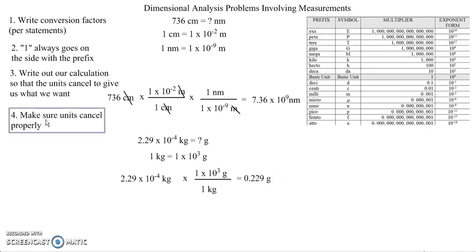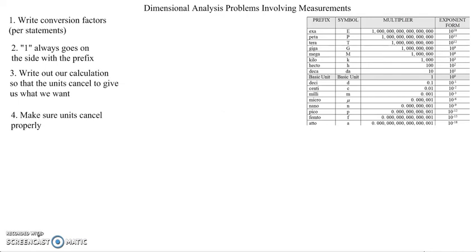Now I do the last step, make sure my units cancel. So kilogram on the top cancels with kilogram on the bottom, and I'm left with grams. Sometimes these problems get a little bit trickier when we're dealing with measurements that are squared or cubed. For instance, if we want to find out how many millimeters squared there are in 349 kilometers squared, we're going to start off the problem the same way, writing our per statements.